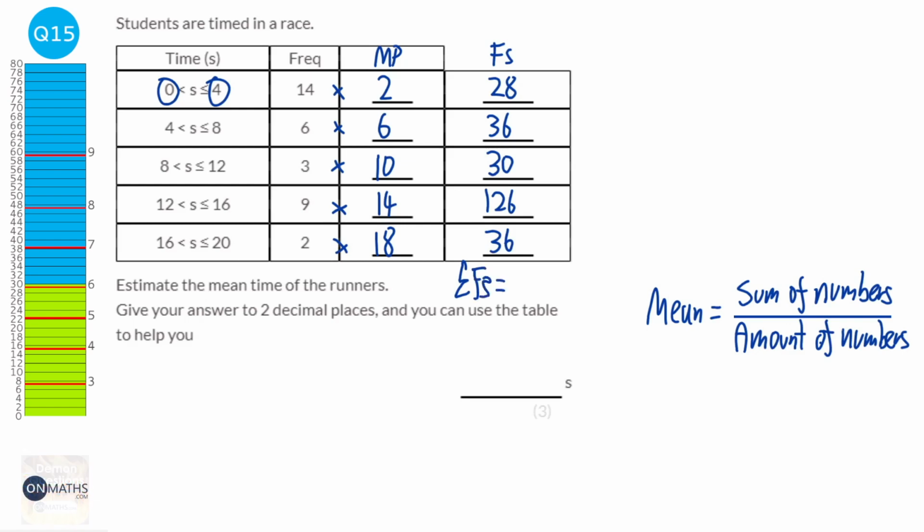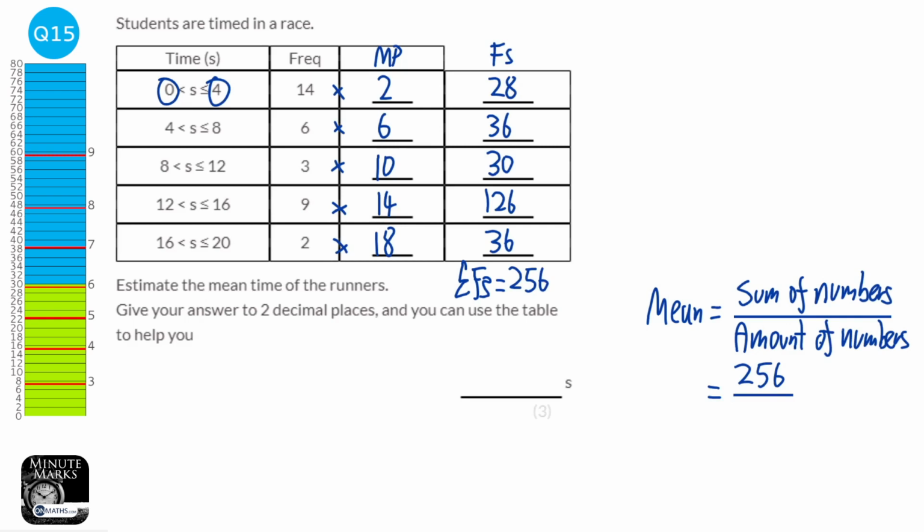Okay, next we're going to work out the sum of the FX. And to work that out, we just add all of these up together. So we're going to do 28 plus 36 plus 30 plus 126 plus 36. And when you add them all up, you get 256. Now, that will give us the sum of numbers, so we're going to put that into our working out now.